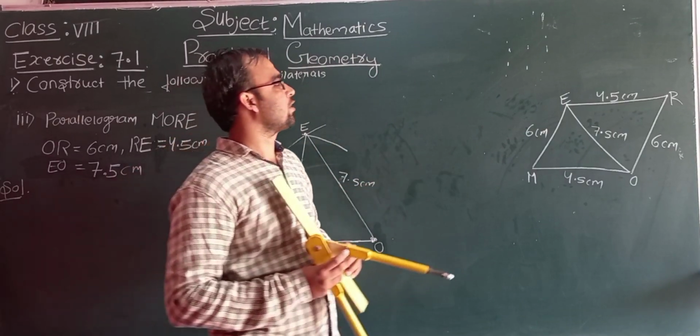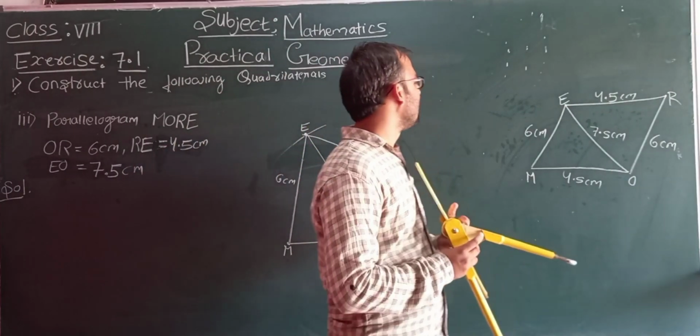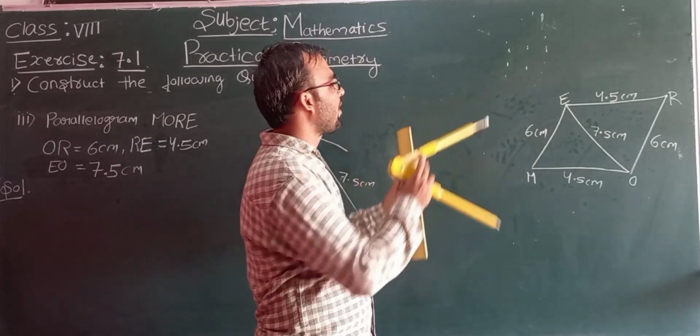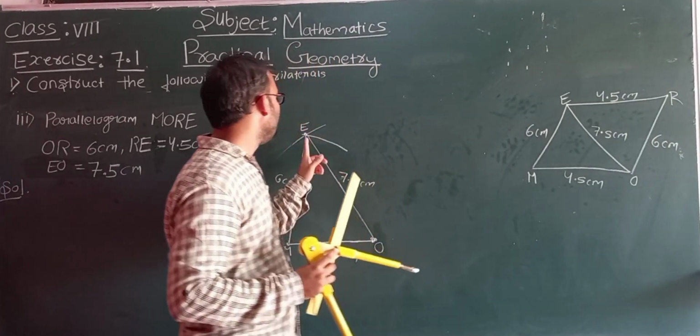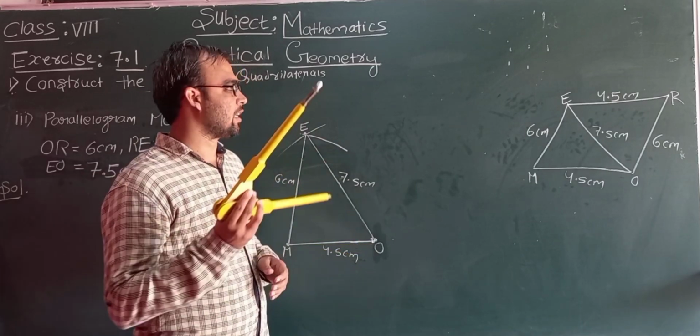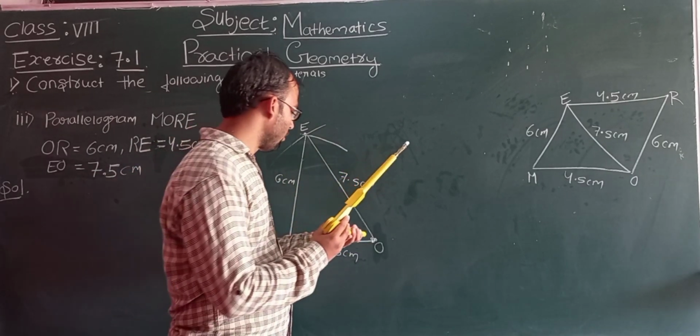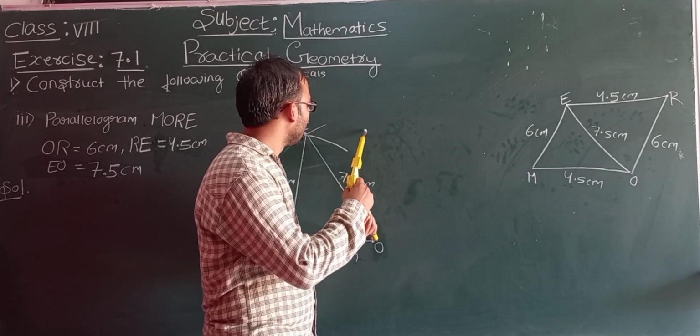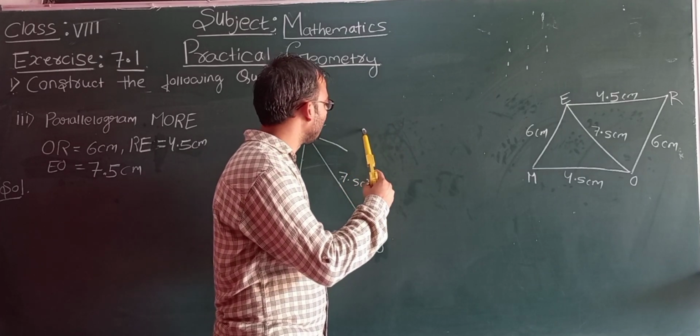Okay, and next what we need to do? We need to set the compass again to 4.5 centimeter, and with E as center we need to draw the arc. Students, assume that I have set the compass to 6 centimeter. Okay, so with O as center, mark the arc.